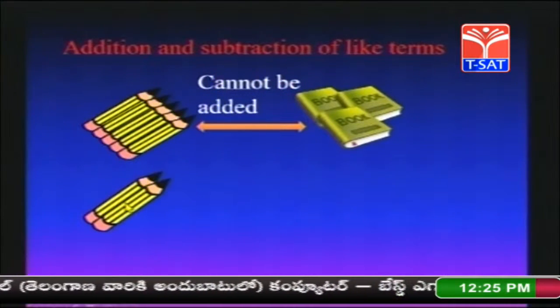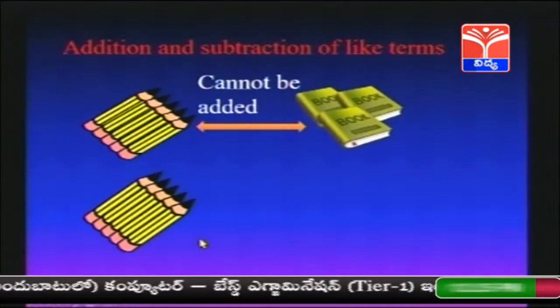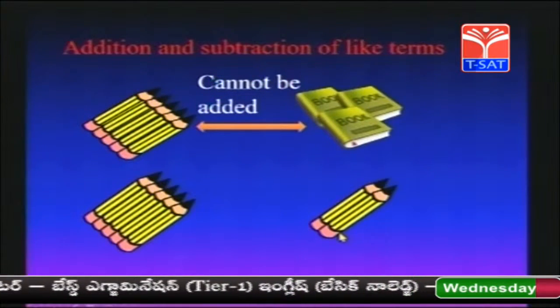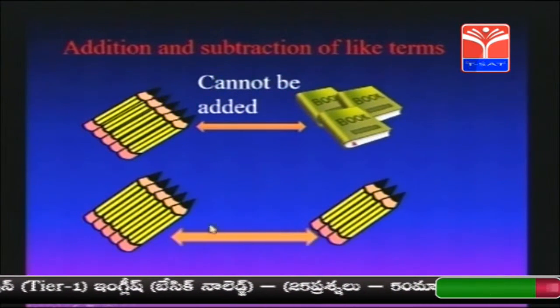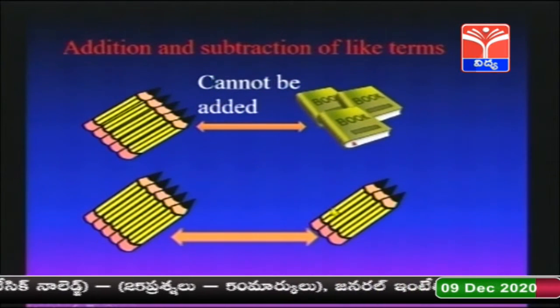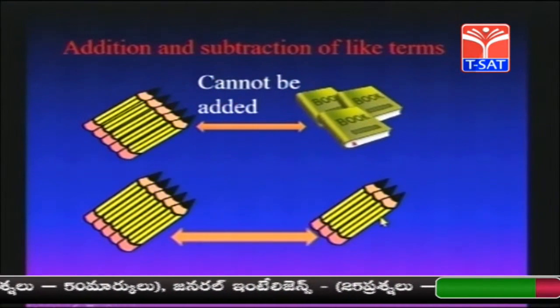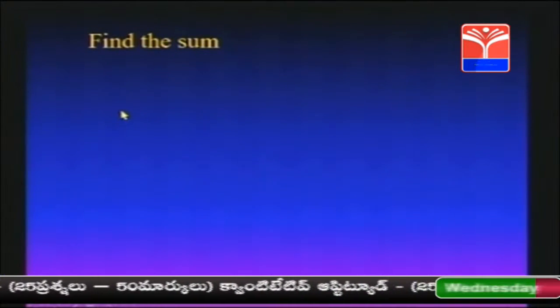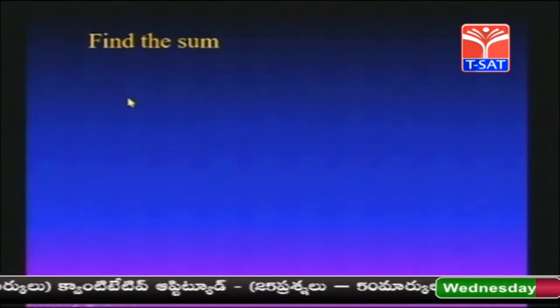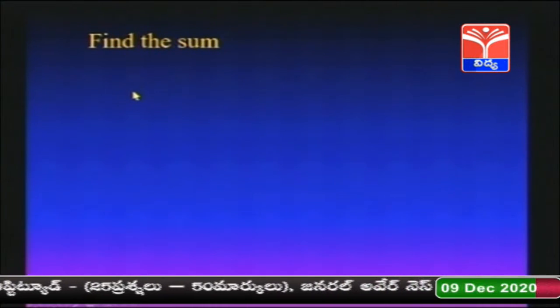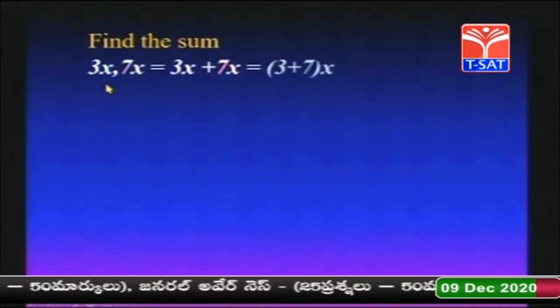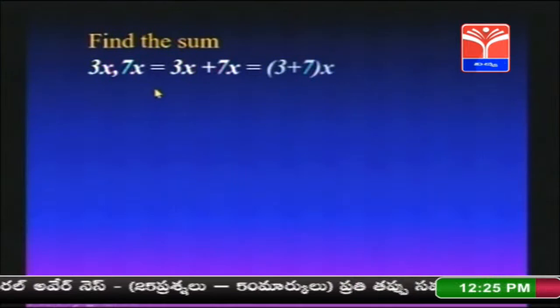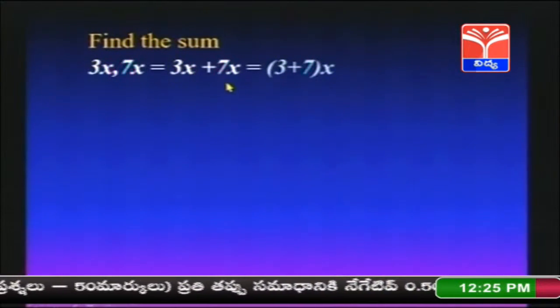Similarly, we will consider 5 pencils and 3 more pencils. Now, can you add them? Since these two are the same kind of objects, they can be added. So, what can you see? The like terms can be added or subtracted. Now, let us find the sum of the algebraic expressions 3x, 7x. 3x plus 7x.